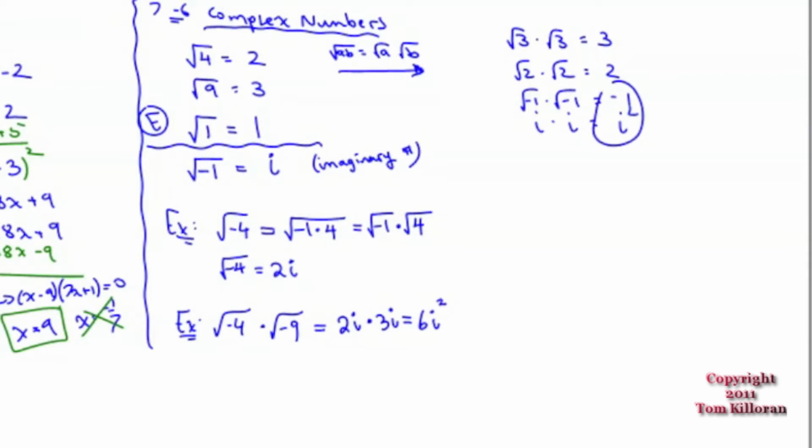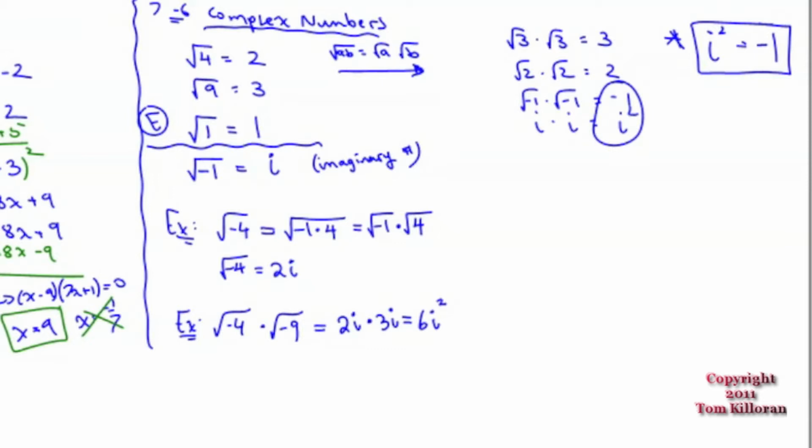So these two have to be equal to each other. One little star that you need to put at the top of your paper, very important, is i squared is definitely equal to negative 1. So i squared is a real number.